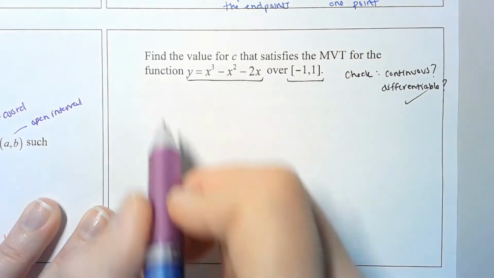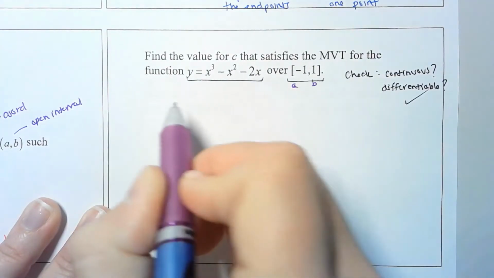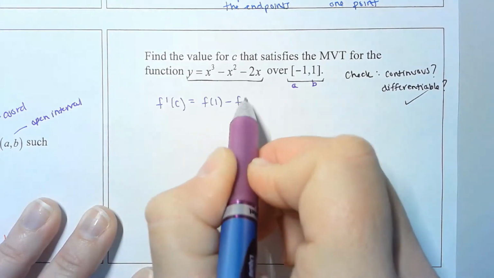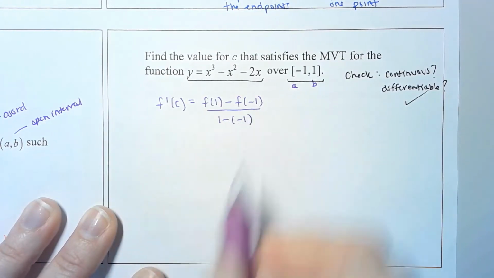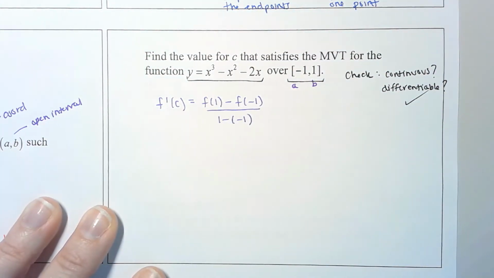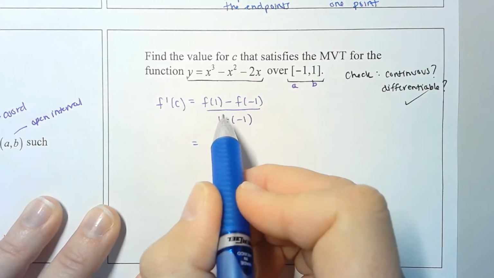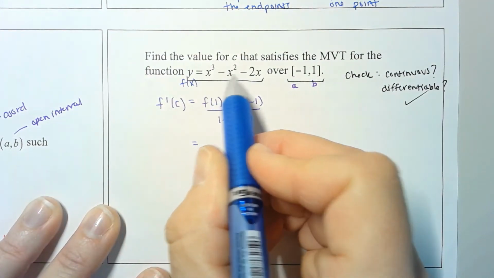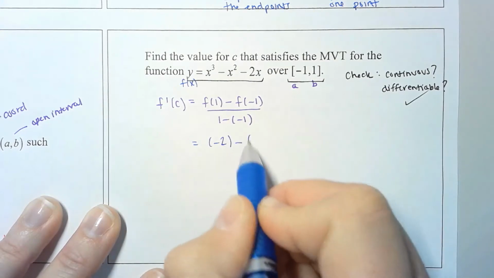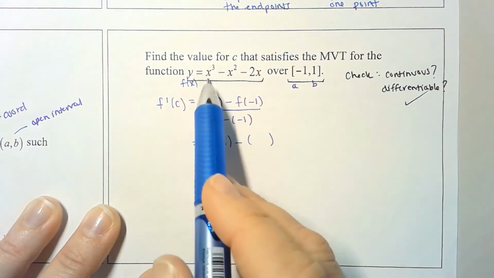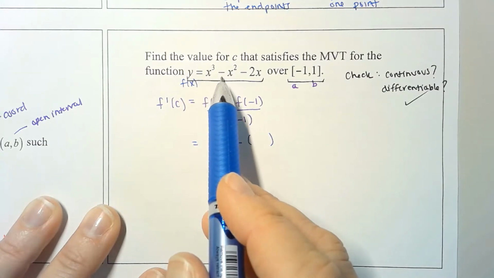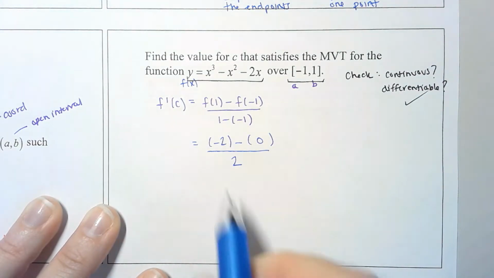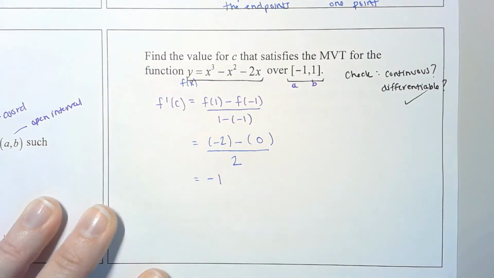So here's what we're going to do. Here's my A and here's my B. So let's start by writing f prime of c is equal to f of 1 minus f of -1 all over 1 minus -1. I'm going to go ahead and just keep cleaning up the right-hand side. This is like my f of x. If I plug in a 1, I get 1 minus 1 minus 2. If I plug in a -1, I get -1 minus 1. That's a 0. On the bottom, I get a 2. So on the right side, I have a -1.